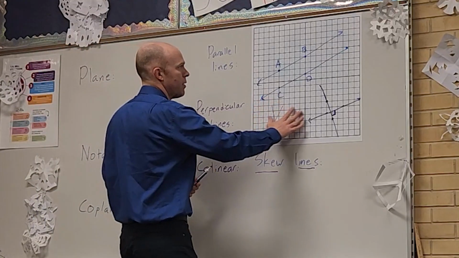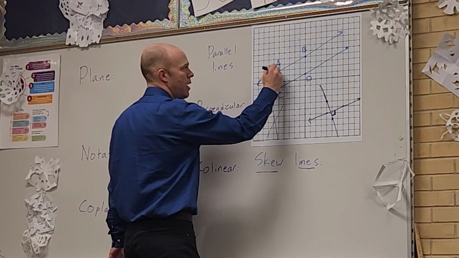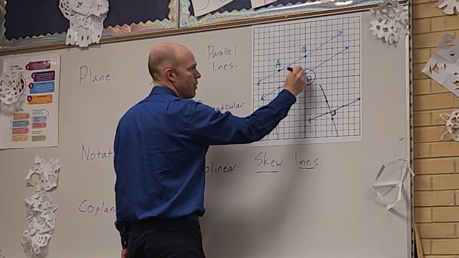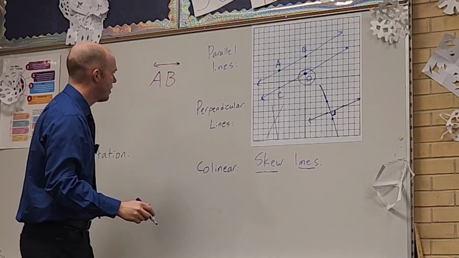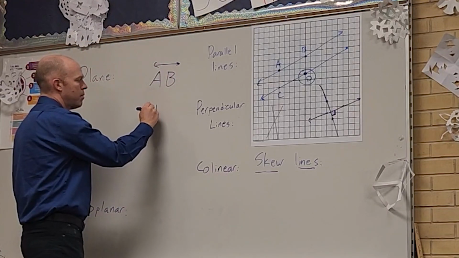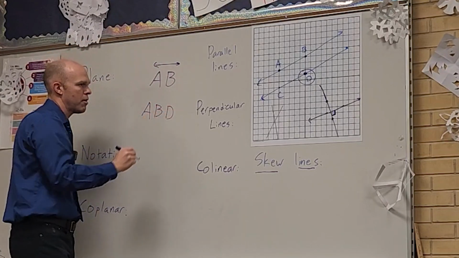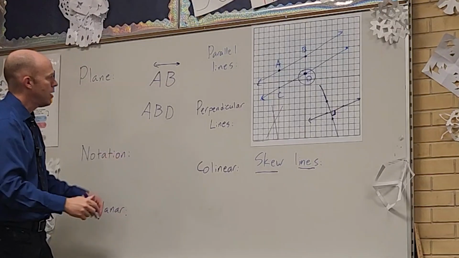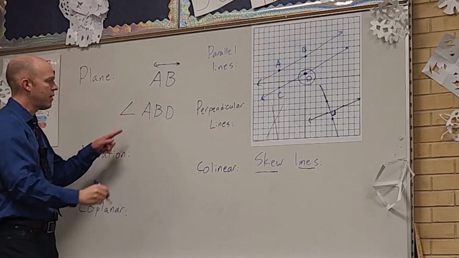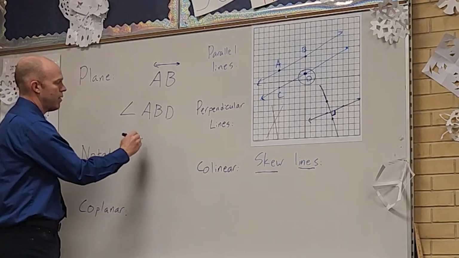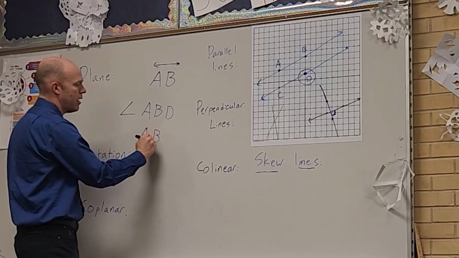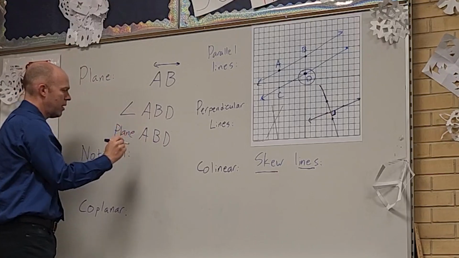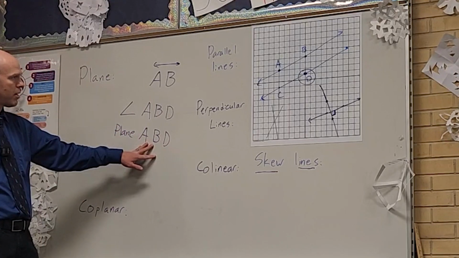So if this was our plane right here, this coordinate grid, AB is not enough. We'd have to have one of these other points to classify it. So we've got A, B, and D right there. We would write down A, B, D as our plane. Now we have to be careful with our notation here because ABD could be an angle if I have that angle symbol right there. If I am talking about the plane ABD, then I have to write down the word plane in front of it to know that I'm talking about that shape.